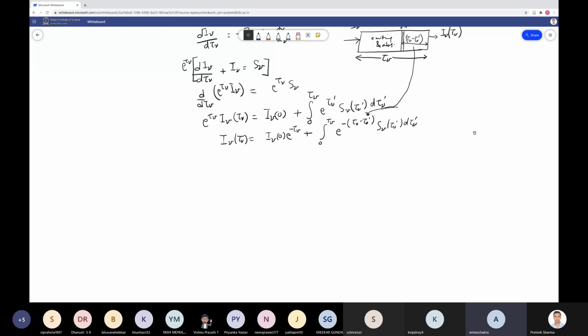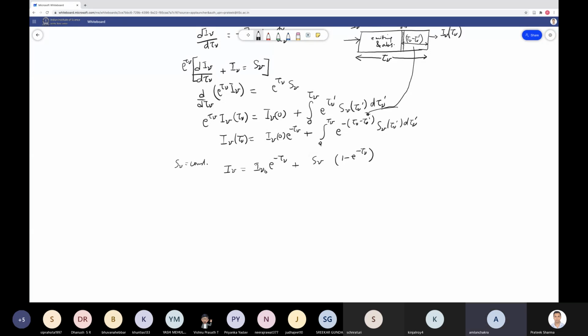In fact, let me simplify this a little more. Let's assume that S nu is equal to a constant. In this case, the solution becomes even easier. So I nu equals I nu naught e to the minus tau nu plus S nu times (1 minus e to the minus tau nu). You can actually see this, right?